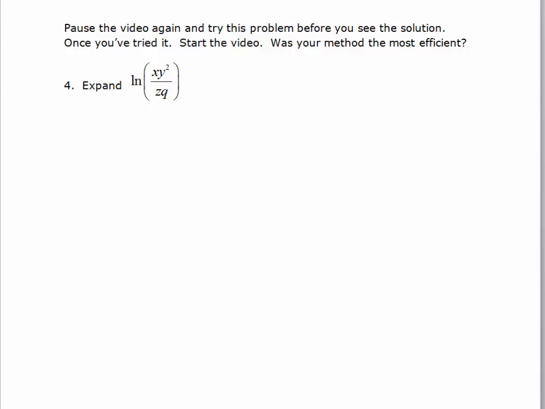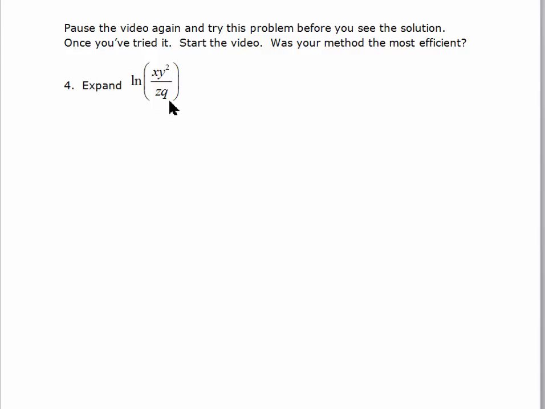So I'd like you to practice another expanding problem. So I'd like you to actually pause this video right from the start and give this problem a try. I'm going to have you expand it. Make sure that you leave any exponents as factors and watch out for your signs. When you finish, you can turn the video back on and see the solution.